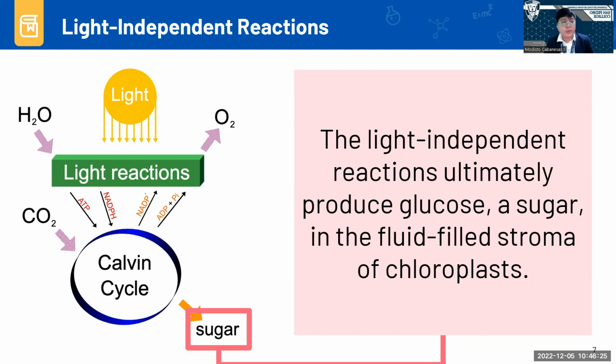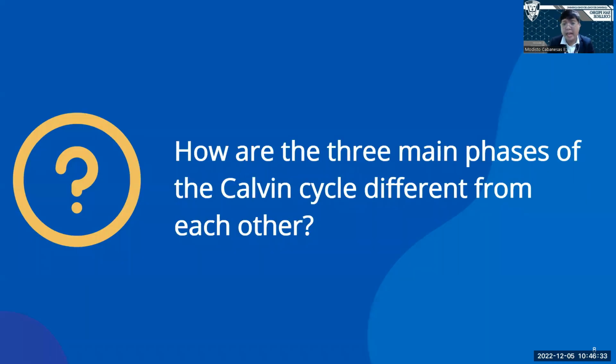All right, so those are some of the backgrounds that we have for the light-independent reactions. Now, for the Calvin cycle, meron tayong three main phases. Okay? So, when we have discussed light dependent, 'di ba may dalawang pathways sila, the non-cyclic tsaka cyclic. Now, in this Calvin cycle naman, may three main phases tayo. Ano yung phases na yun?